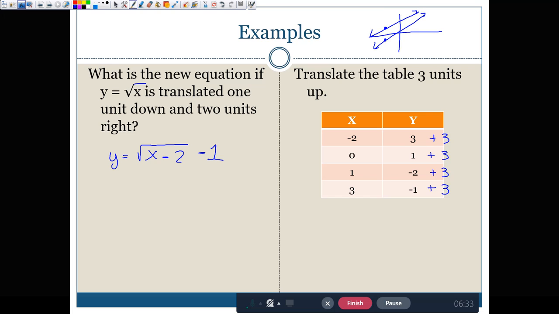So my X's are going to remain the same. So I'm still going to have -2, 0, 1, and 3. But my Y's, I'm going to be adding 3 to them. So 3 plus 3 would be 6. 1 plus 3 would be 4. -2 plus 3 is 1. And -1 plus 3 is 2. So my Y values change, my X's do not.